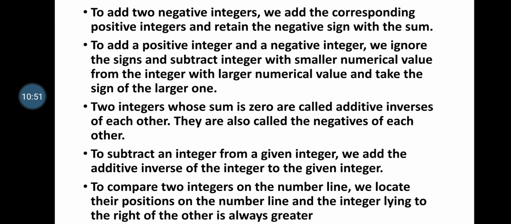To compare two integers on the number line, we locate their position on the number line, and the integer lying to the right of the other is always greater. So if you want to compare two integers, to find out which is greater and which is smaller, you have to think about the number line. Which is on the right? The one on the right will be greater and the one on the left will be smaller.